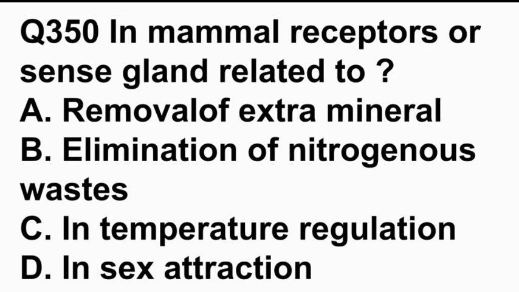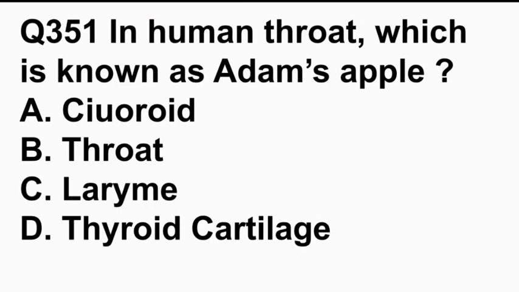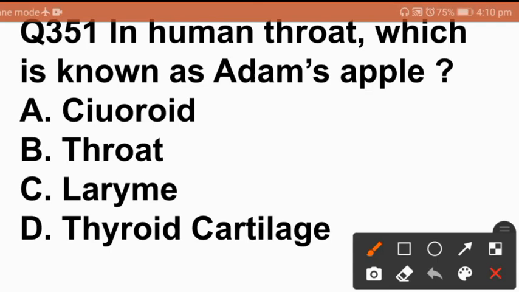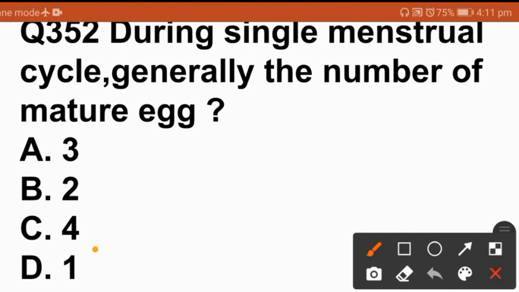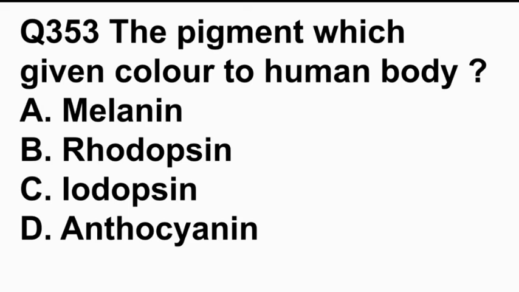In mammal, receptors or sense gland related to C. In temperature regulation. In human throat, which is known as Adam's apple? D. Thyroid cartilage. During single menstrual cycle, generally the number of mature egg? D. 1. The pigment which given color to human body? A. Melanin.